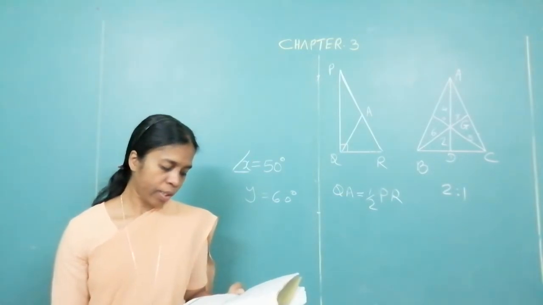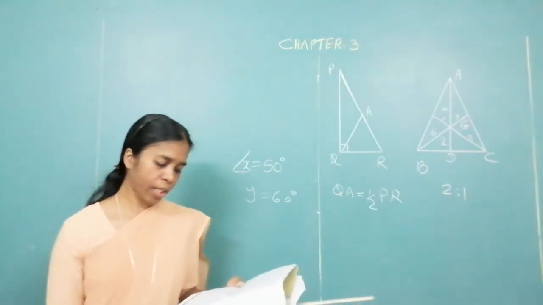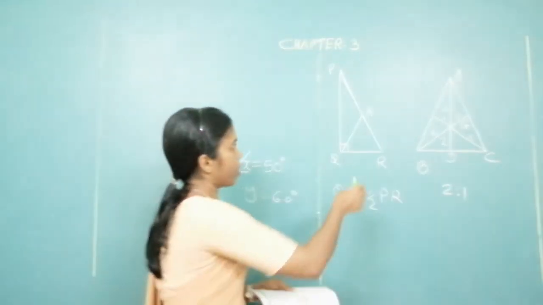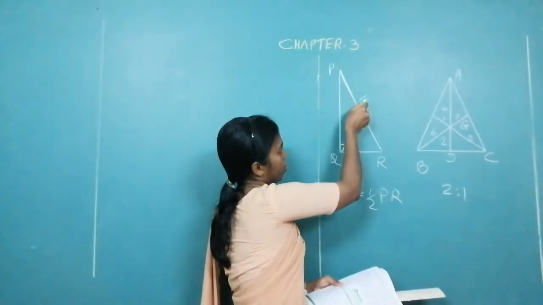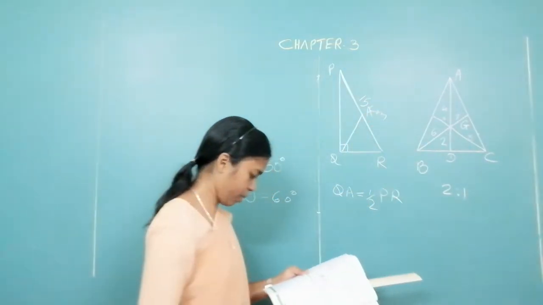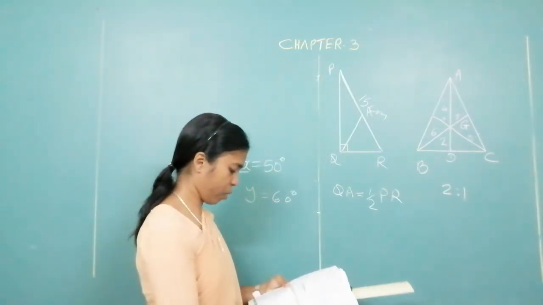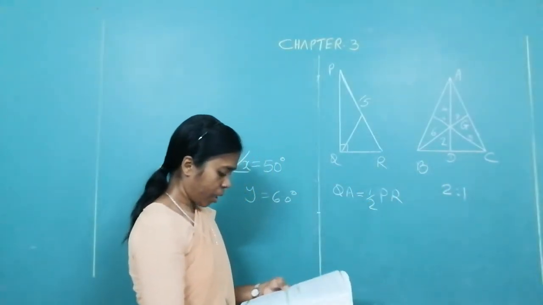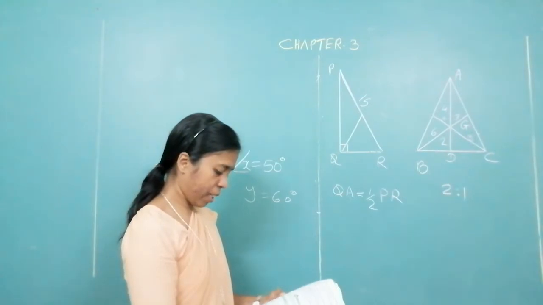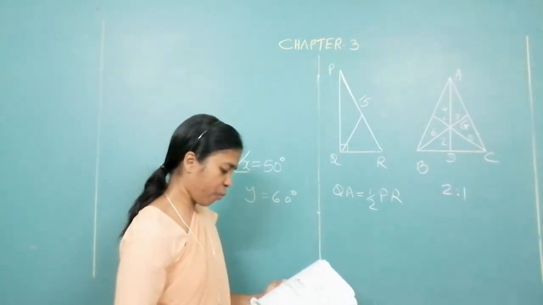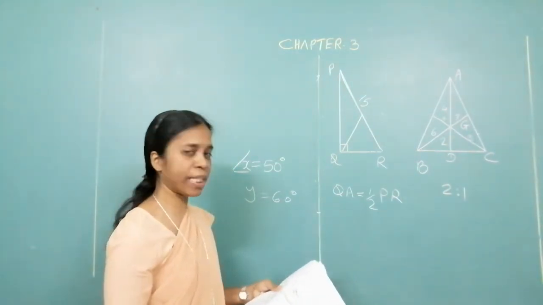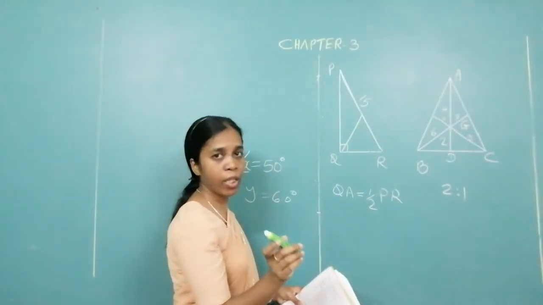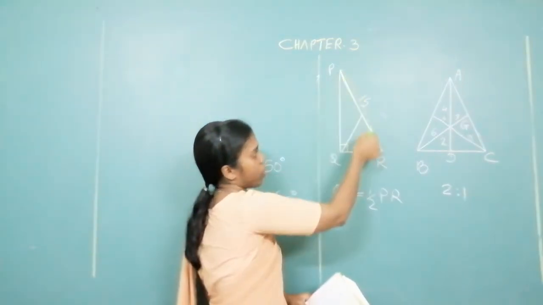The next one: the length of the hypotenuse of a right angle triangle is 15. They are talking about a hypotenuse. What is the length of the hypotenuse? 15. The unit is not given to you, it is only 15. Find the length of the median to its hypotenuse. They have not mentioned any naming.